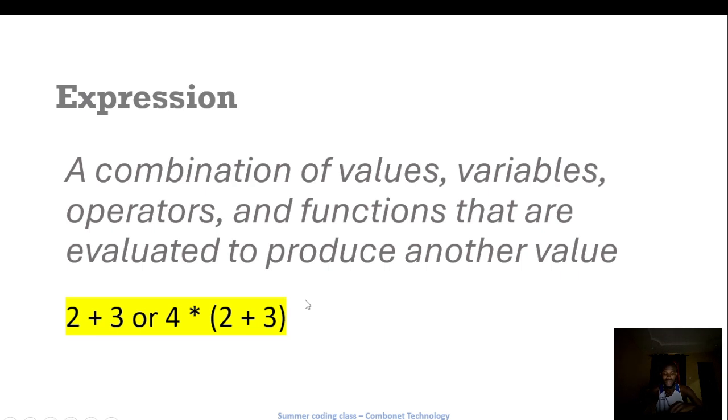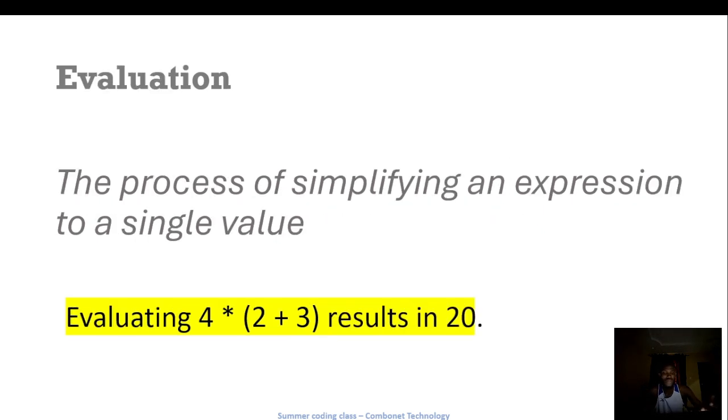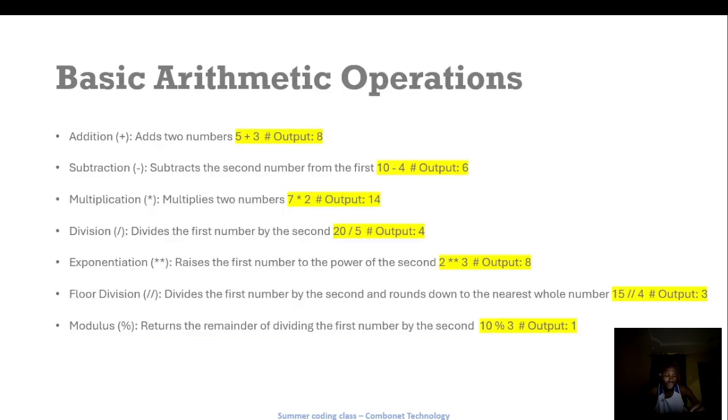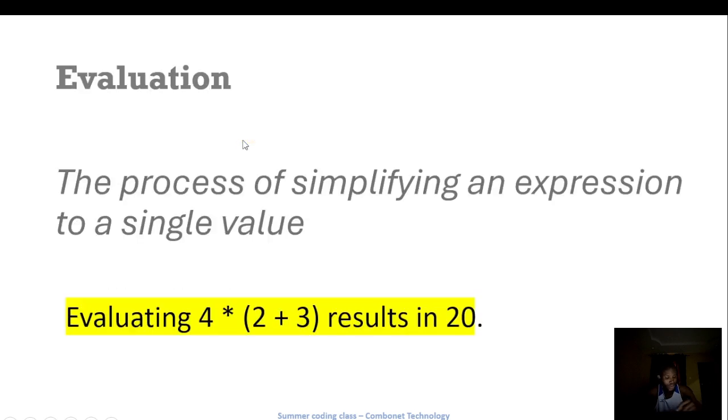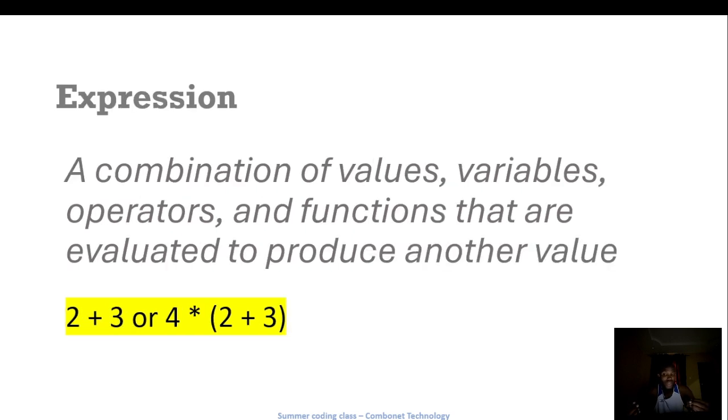So back to it. Evaluation is the process of simplifying an expression to a single value. We have basic arithmetic operations in Python. You have the plus, the minus, addition, subtraction, multiplication, division, exponentiation, floor division and the modulus. These are pretty basic. So remember, evaluation is simplifying an expression to a single value. An expression is a combination of values, variables, operators, and functions that are evaluated to produce another value. Now you've seen values and operators here. You've not really seen variables and what a function is.